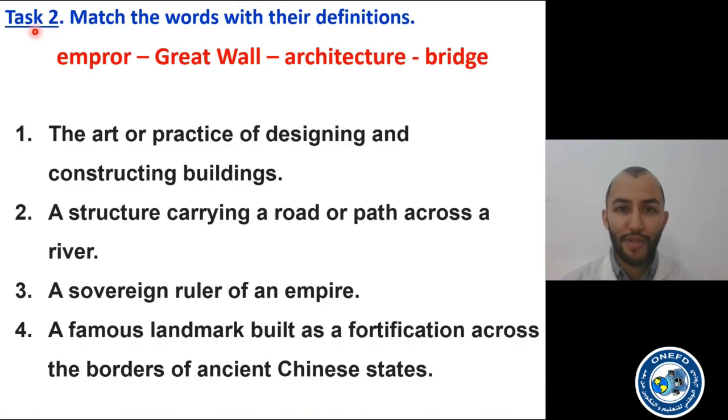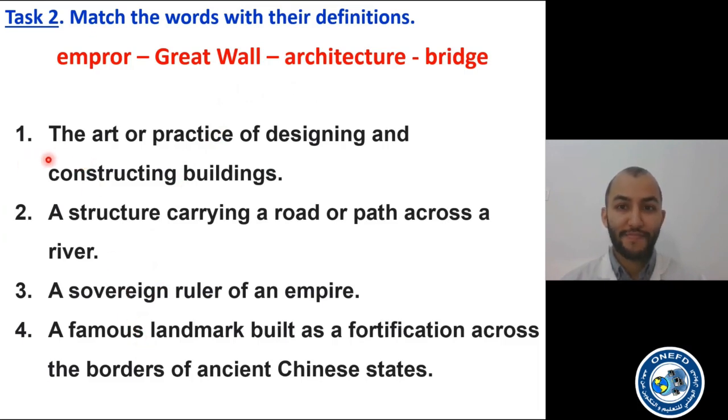Now we have task number 2. So match the words with their definitions. So in here, you have 4 different words that we have seen before, if you remember, okay? So we have emperor, great wall, architecture, and then bridge. All right, so you have 4 words that you need to match with their corresponding definitions, okay? That is why here we have 4 different definitions.